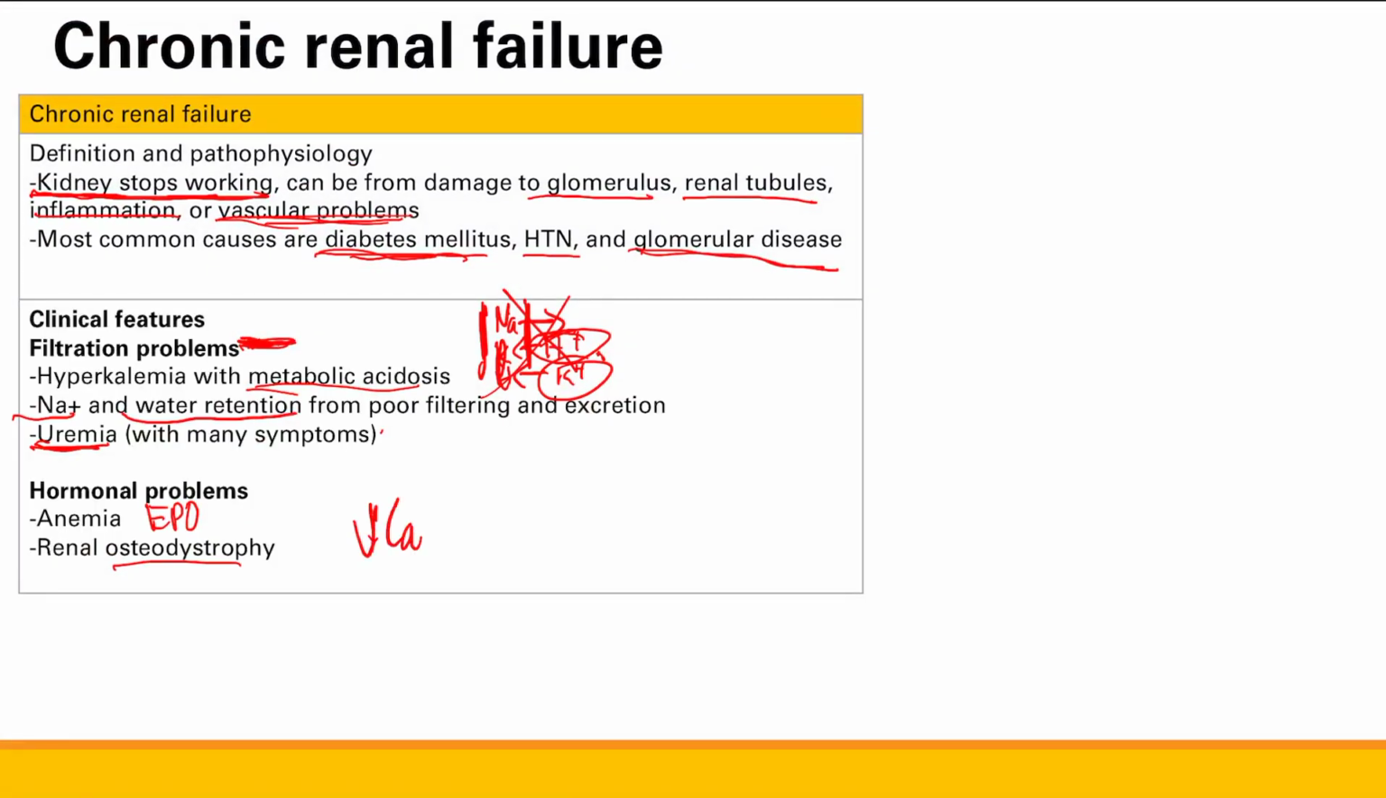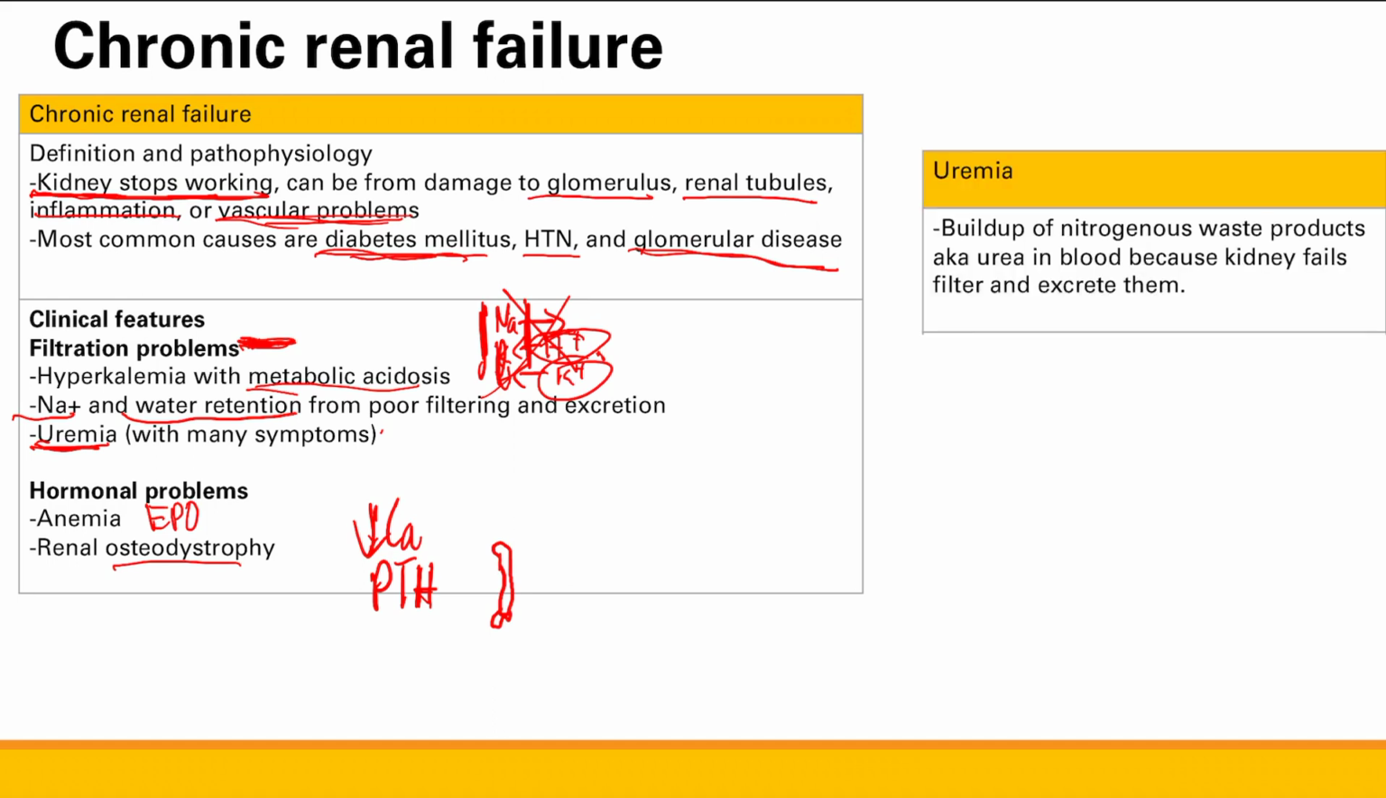Decreased calcium. What is going to happen in response to decreased calcium? Well, now you're going to get PTH activation. PTH will go to the bone, and it's going to cause bone resorption in order to increase the calcium. But when you increase bone resorption, you weaken the bone, and that's why you get renal osteodystrophy, okay? So, filtration problems and hormonal problems from chronic renal failure.